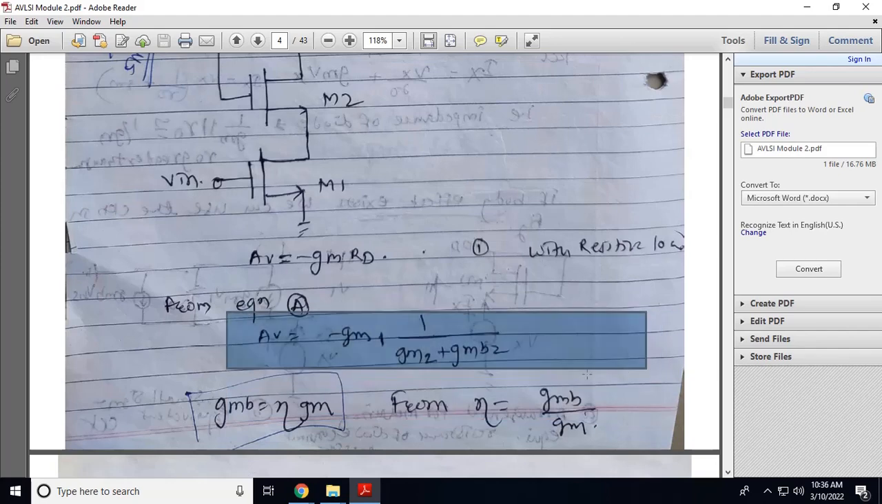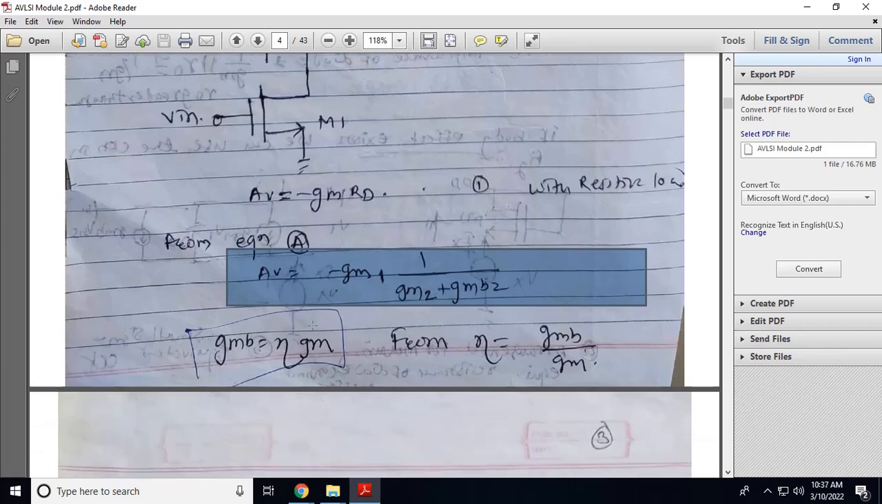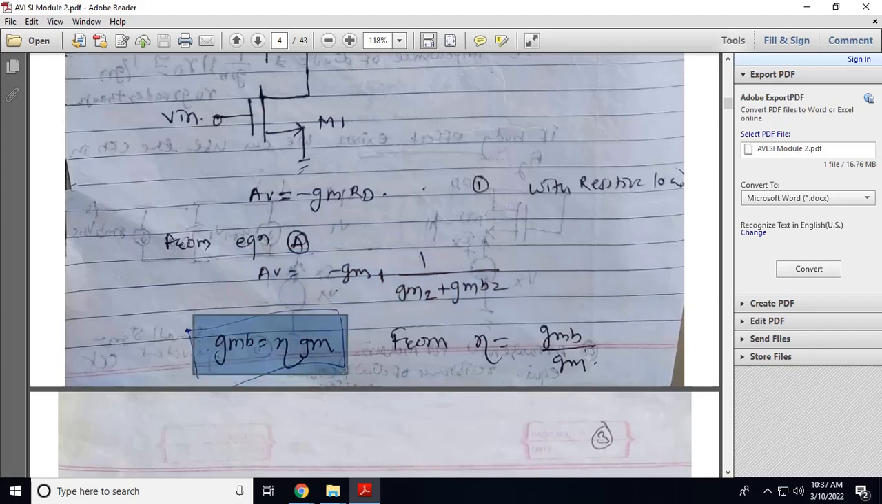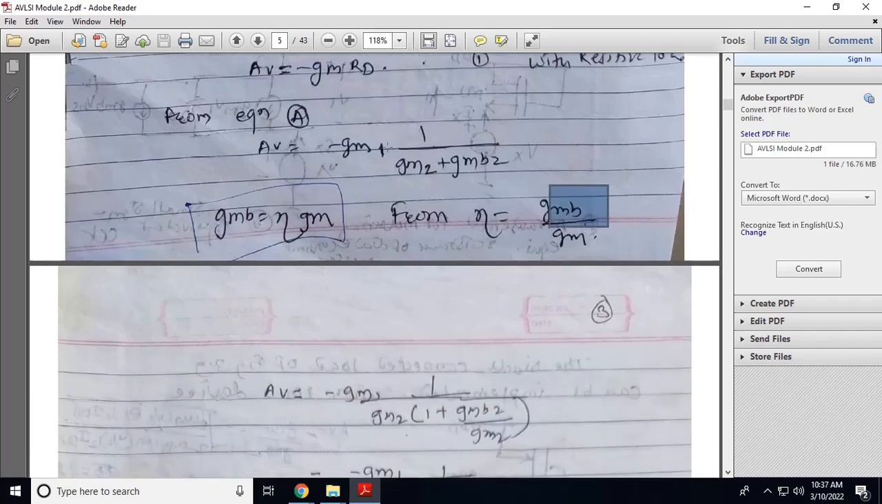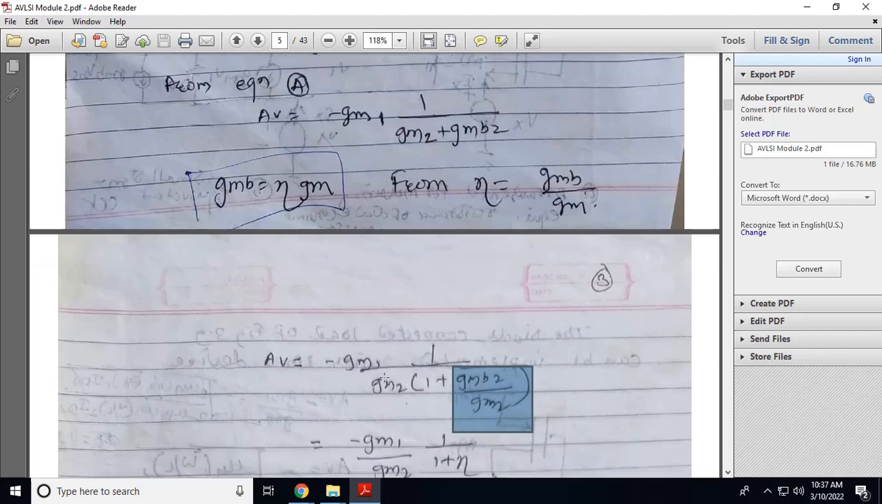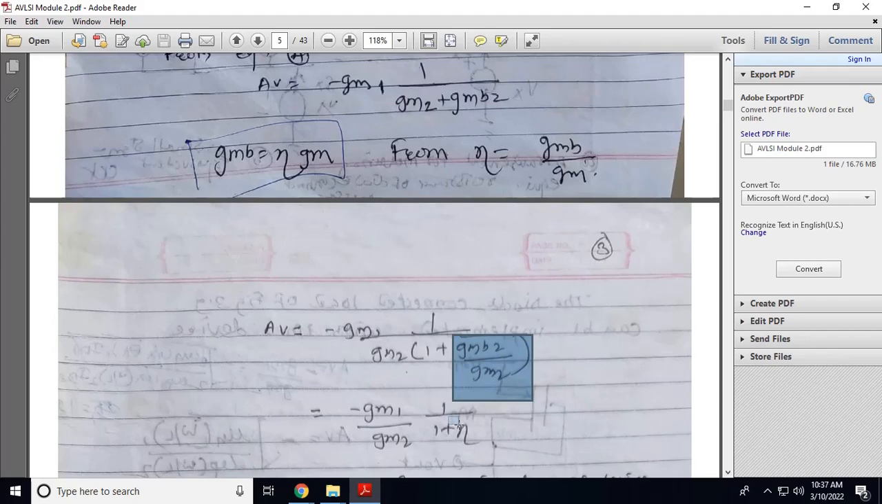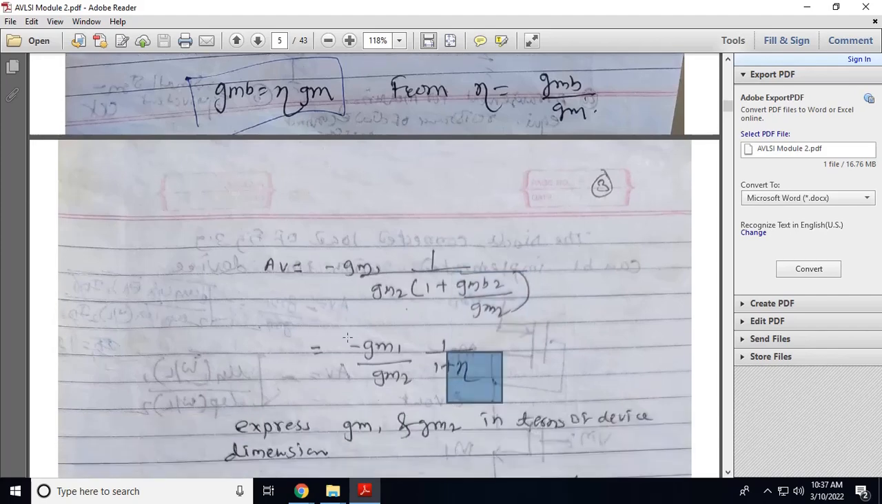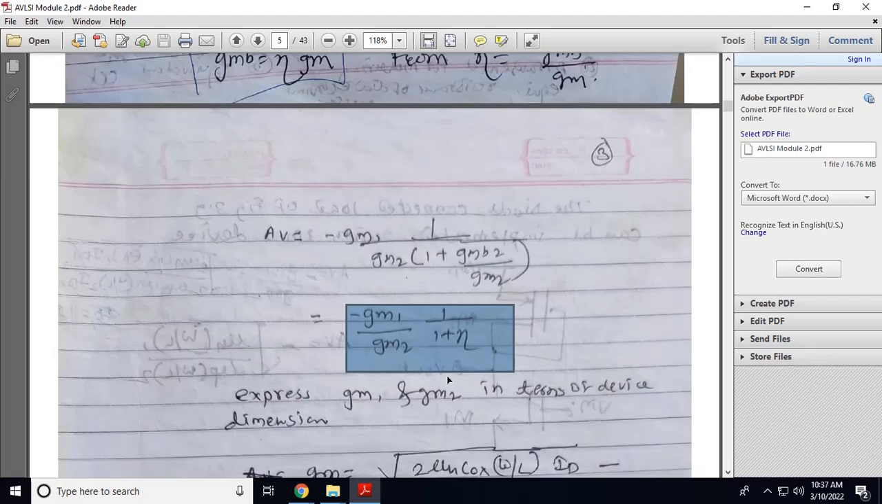So AV is equal to minus Gm1 multiplied by 1 upon (Gm2 plus GMB2). We know that GMB is equal to eta into Gm. So from this, eta is equal to GMB by Gm. So we can take Gm2 common. So it is 1 plus GMB2 divided by Gm2. So this is eta, we can put here. So AV is equal to minus Gm1 divided by Gm2 multiplied by 1 upon (1 plus eta).